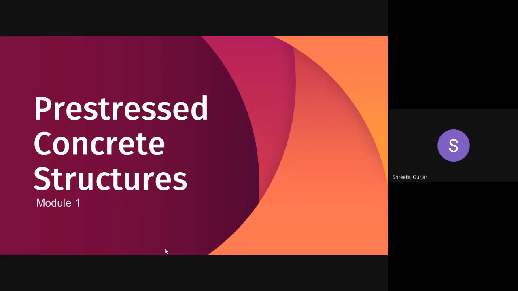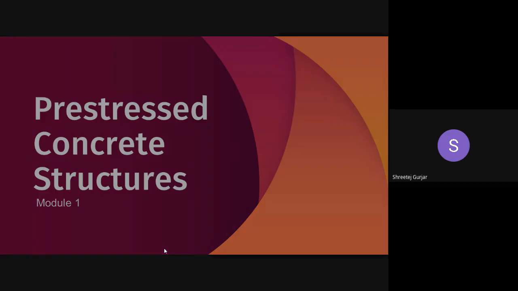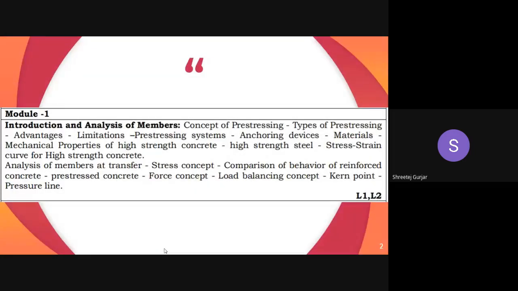So pre-stressed concrete structures we will be studying. To be exact, your subject name is design of pre-stressed concrete elements, I think. So we will be going through your module one now. As I've shown, this is what consists of your module one. First module always consists of your introduction. In introduction, we will be studying concepts of pre-stressing. What is the concept of pre-stressing? Then types of pre-stressing. What are the various types?